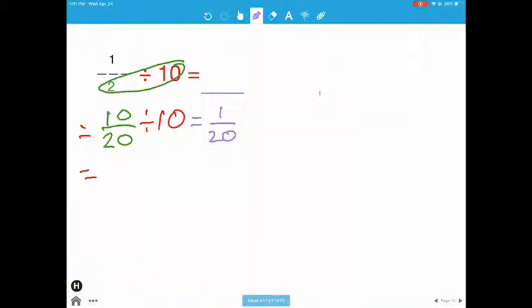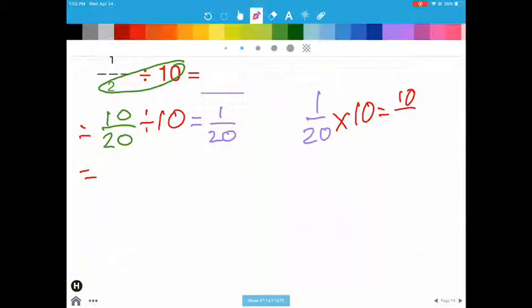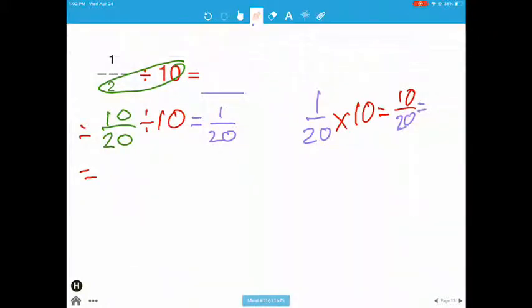And we'll do our check. 1/20 times 10 will give me 10/20, which hopefully you can see without me even showing you. If we cross those out, we get our answer. Divided by 10, divided by 10, we get 1/2.